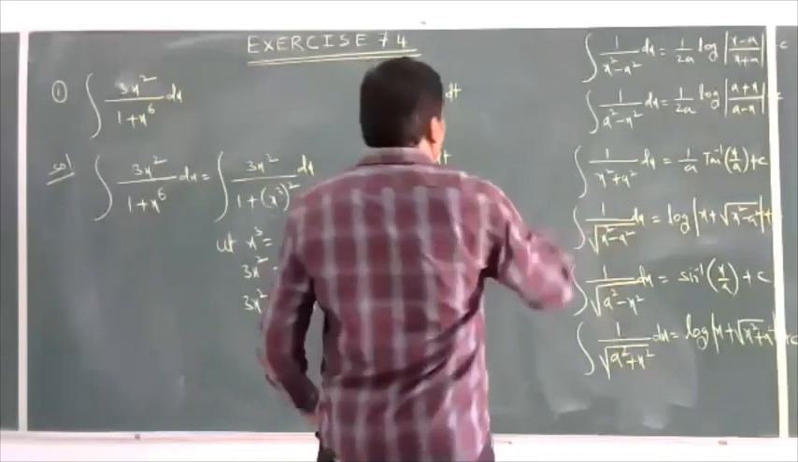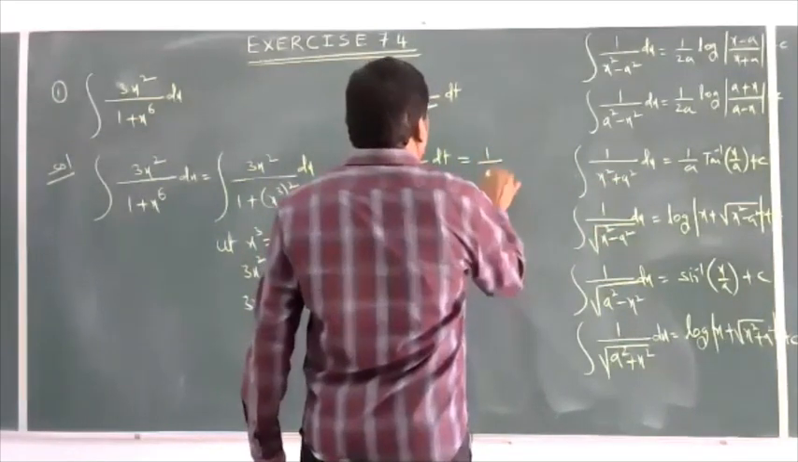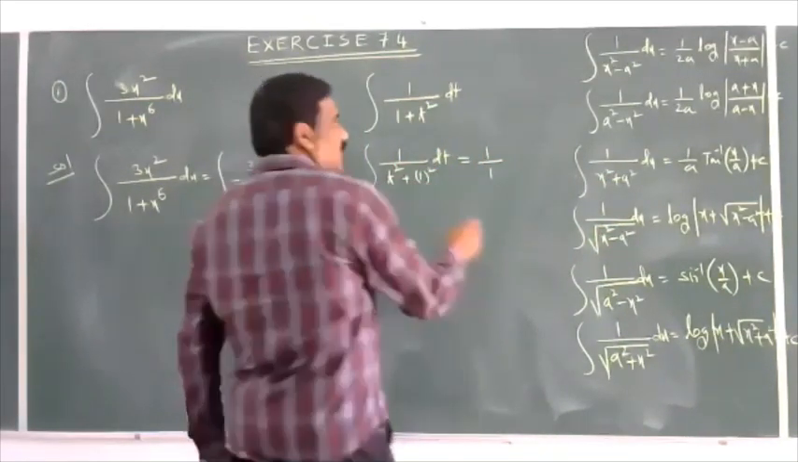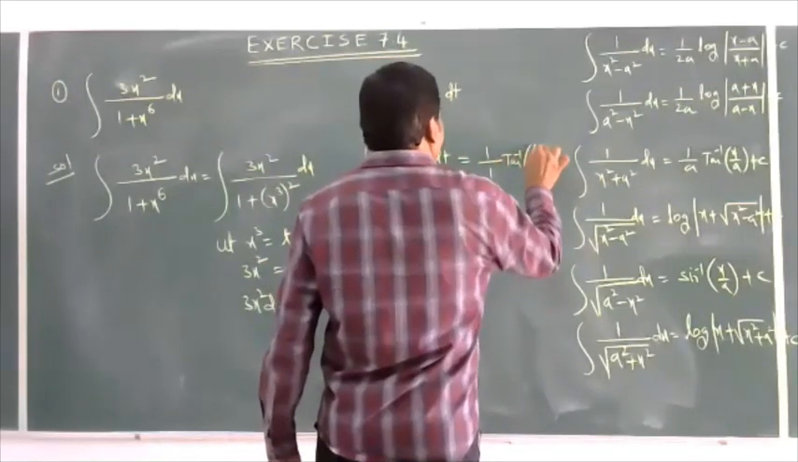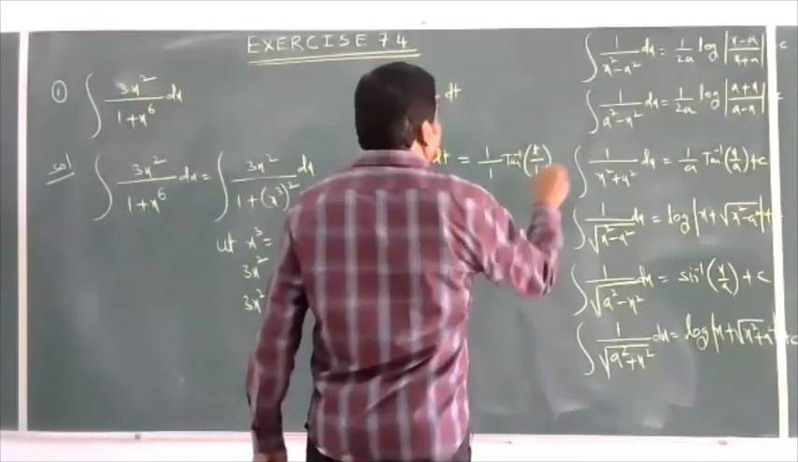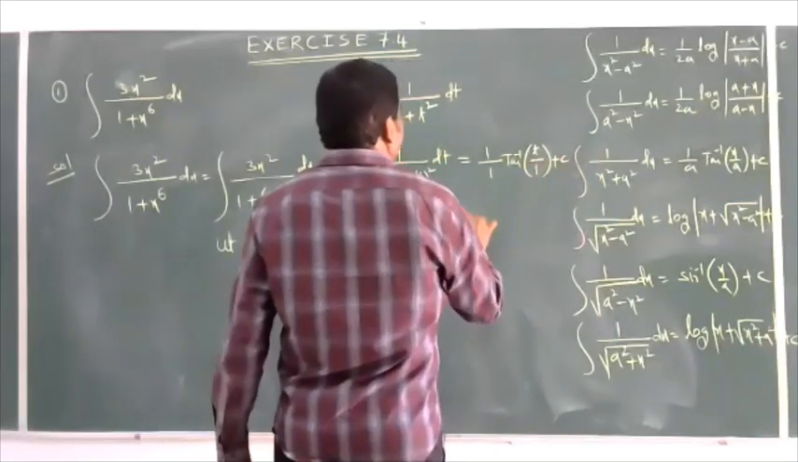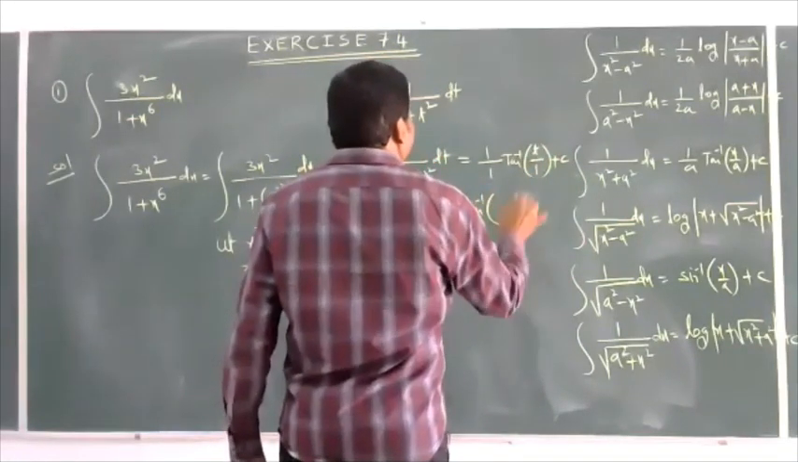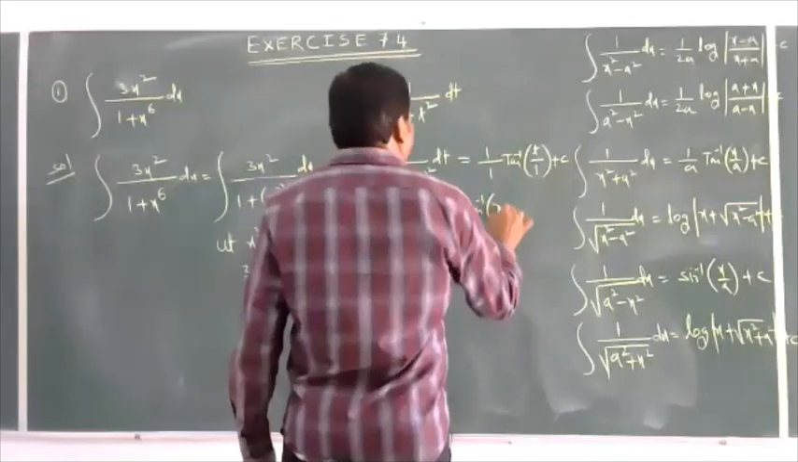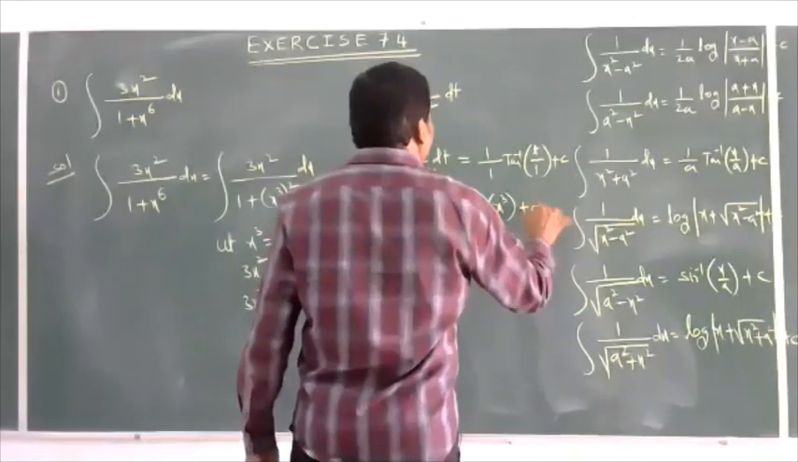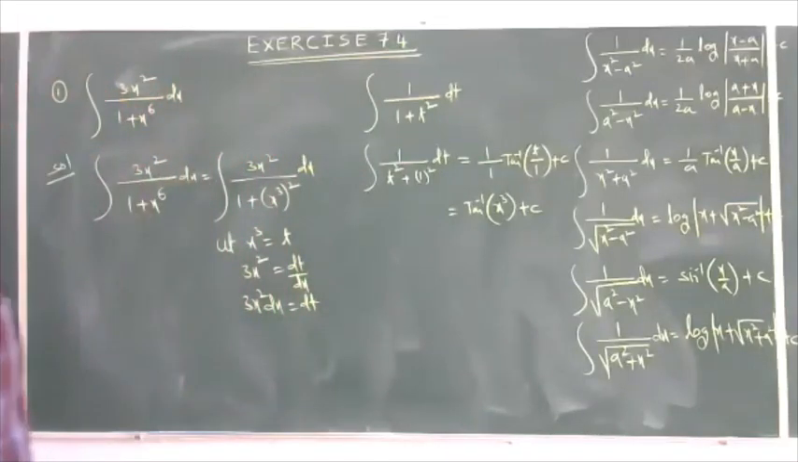By using this formula 1 by a, 1 by 1 into tan inverse x by a. X is here t, a is 1, so tan inverse t by 1 plus c. That is tan inverse, t is what? X cube. Tan inverse x cube plus c.